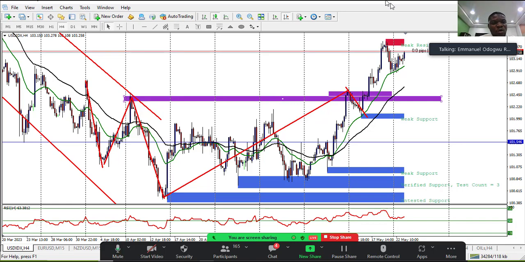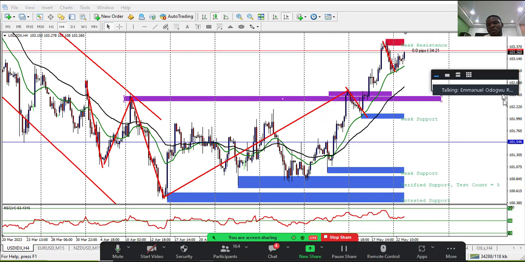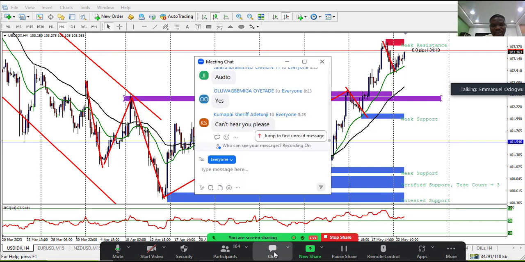So this small movement right here to the downside, this small movement right here to the downside, is just gathering more momentum. All right, so the dollar is strong. So let's start looking at other instruments here.